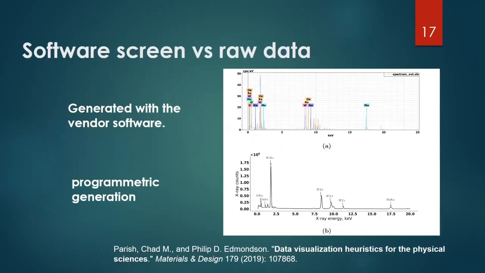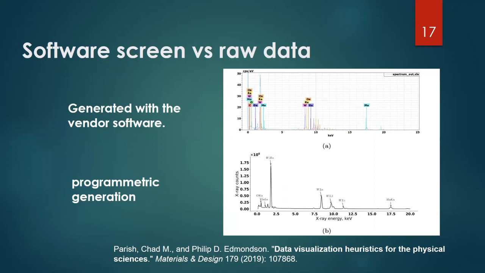Some software, some special vendor software, gives you some plots. For example, the plot that you see on the top is not very clear. You just see some lines there. It's very hard to recognize it.